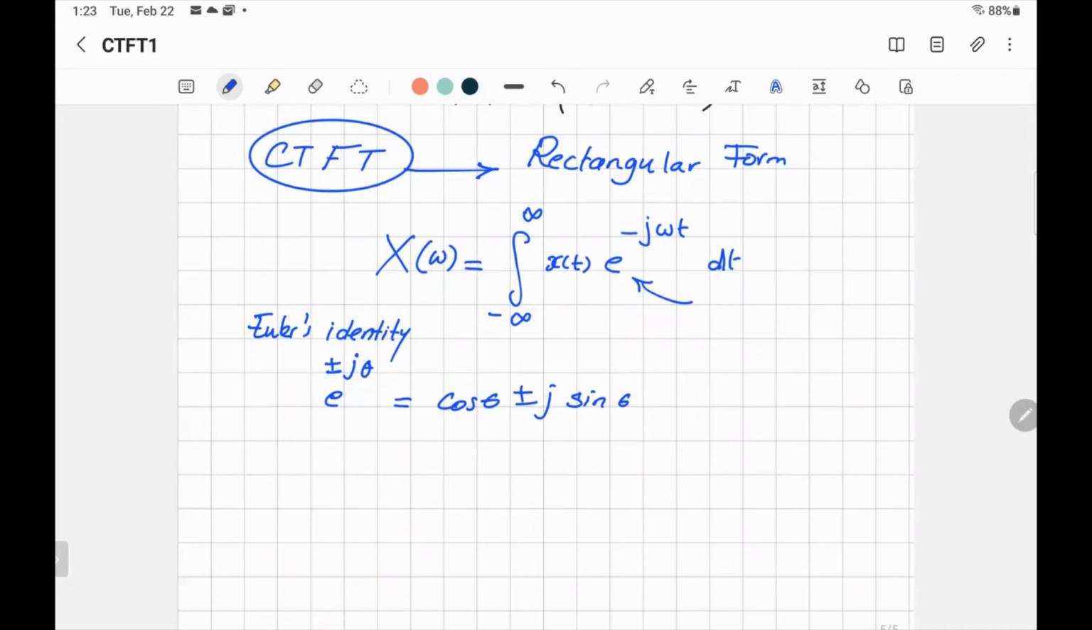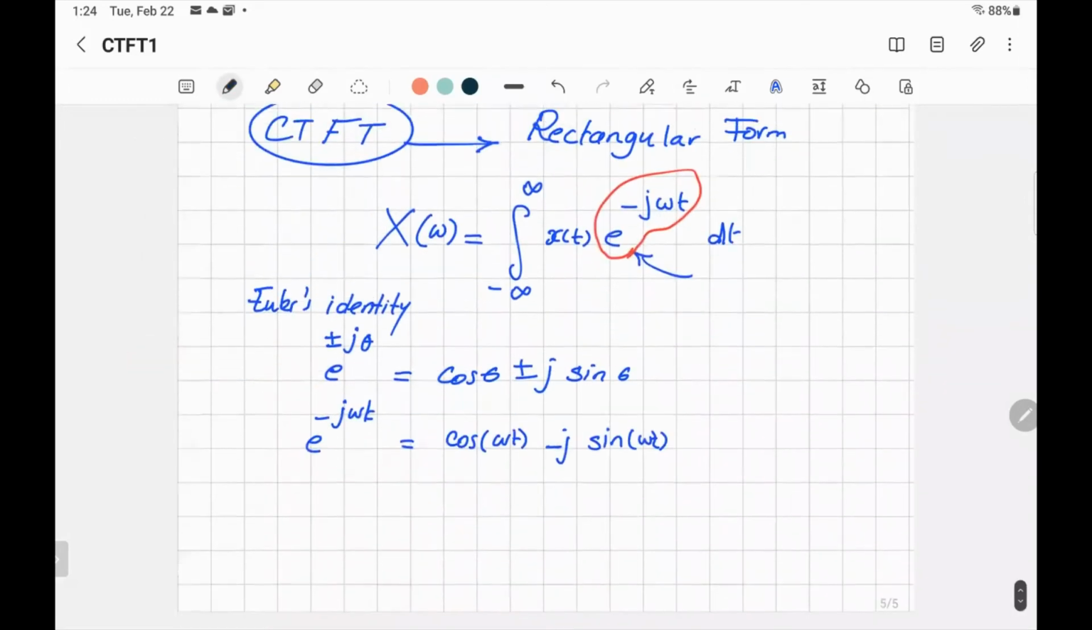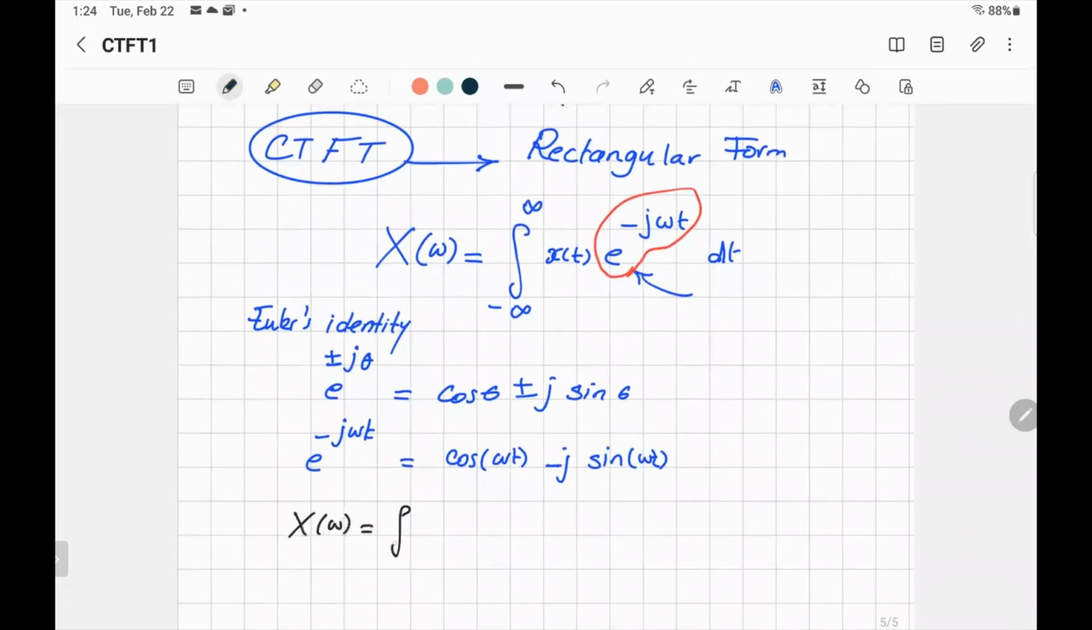So I'm going to use the same thing. If I look for e to the minus j omega t, it will be equal to what? Cosine omega t minus j sine omega t. So I will take this expression and substitute in this part. I will just take this one and replace it by its equivalent expression. So I will say X of omega equals the integration from negative infinity to infinity of x of t multiplied by cosine omega t minus j sine omega t, and all integrated with respect to dt.